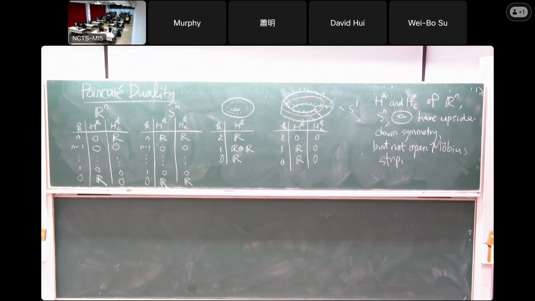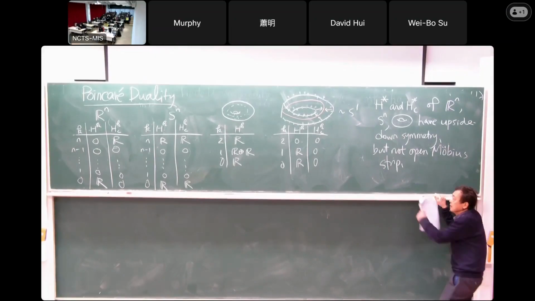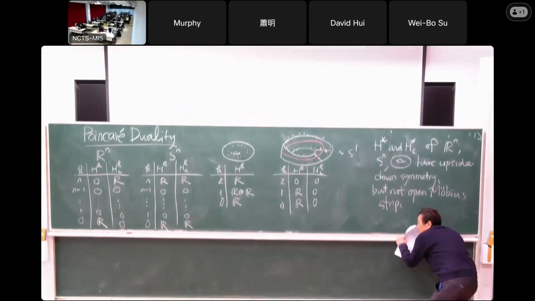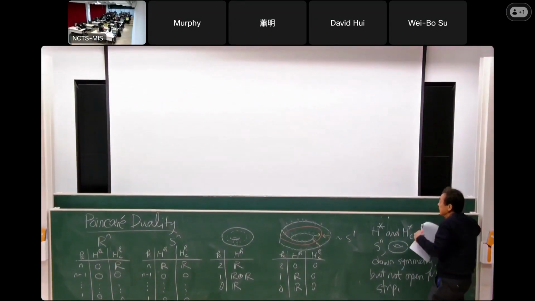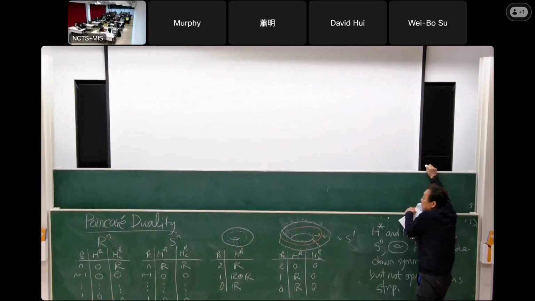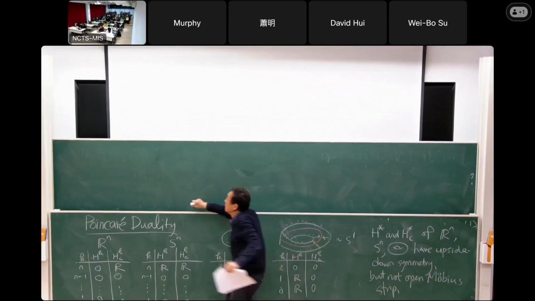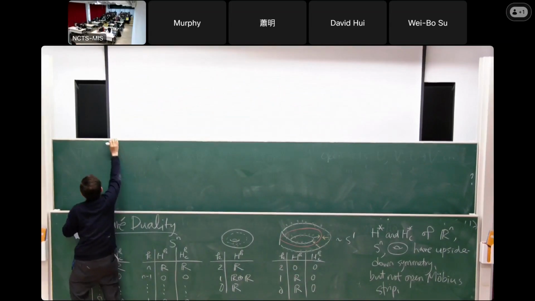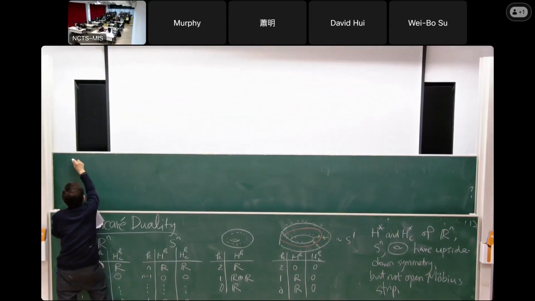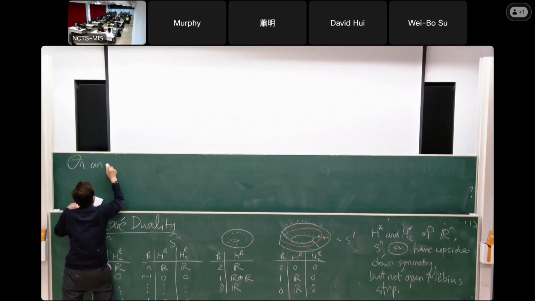So let's see. The reason that for an oriented manifold you have this upside down symmetry is that there is a pairing on an oriented manifold.